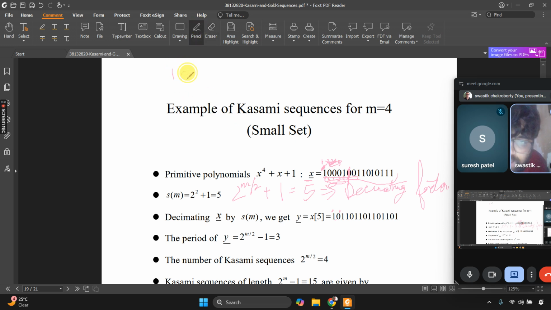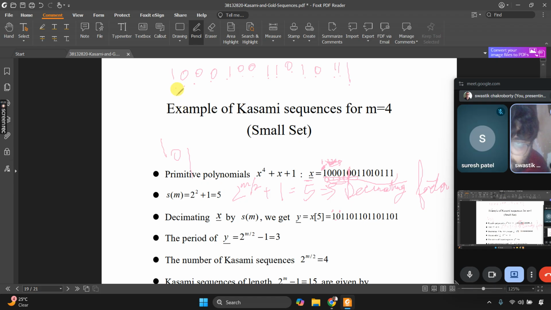So 1 0 0 0 1 0 0 1 1 0 1 0 1 1 1. So we sample every fifth. So 1 2 3 4 5, so we take 1. 1 2 3 4 5, so we take 0. Then 1 2 3 4 5, we take 1. Now we have to repeat this till we have the same length as x.